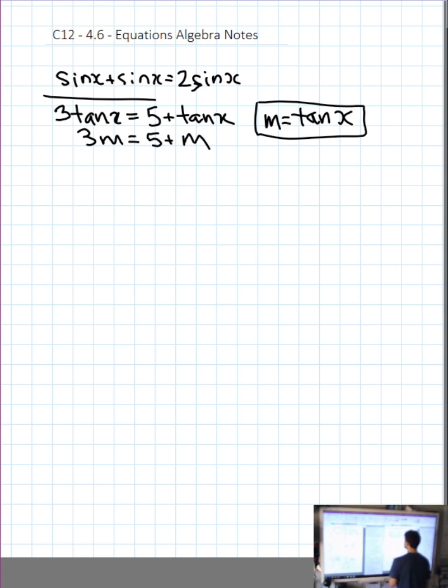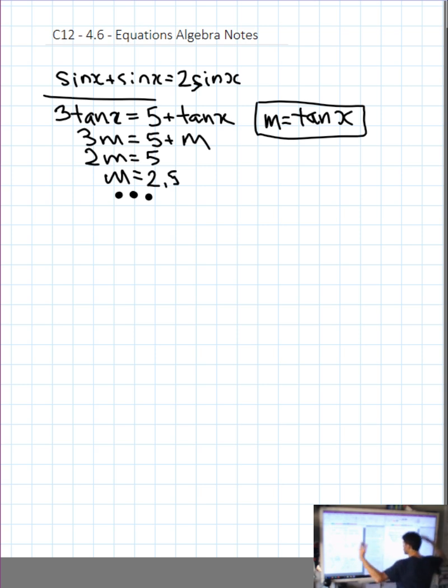Then I'm going to solve that. So I'm going to subtract m from both sides. So 2m equals 5. Then I'm going to divide both sides by 2 and get m equals 2.5. Could have left it as a fraction, whatever. And you guessed it, dot, dot, dot. Put tan back in for m. Solve it with previous methods.